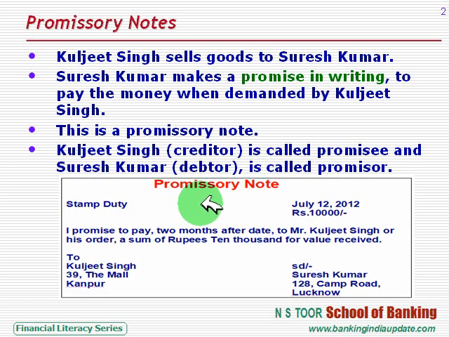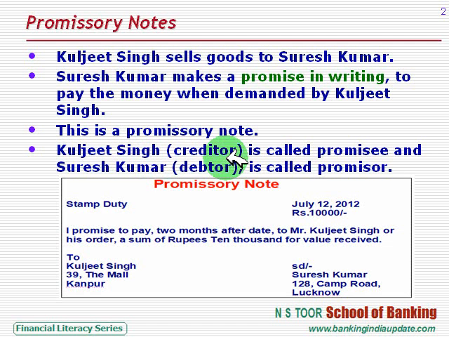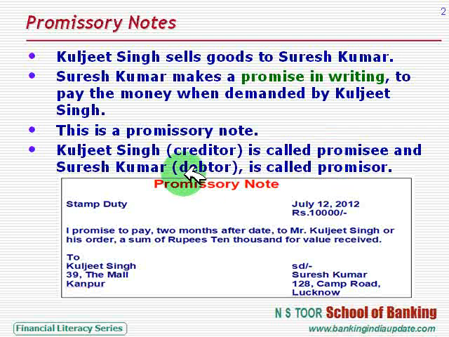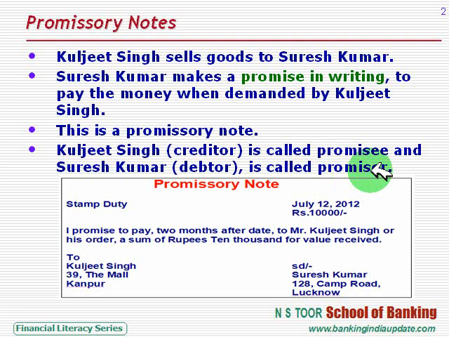Now in this situation, Kuljit Singh is creditor. He will be called promisee. Suresh Kumar is a debtor. He is called promisor. So the person who is to get the payment is a promisee. The person who is to make the payment is a promisor.